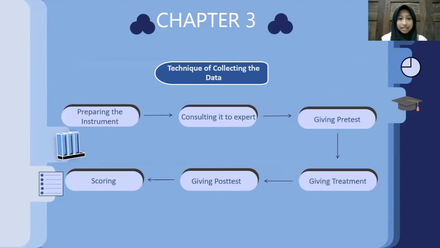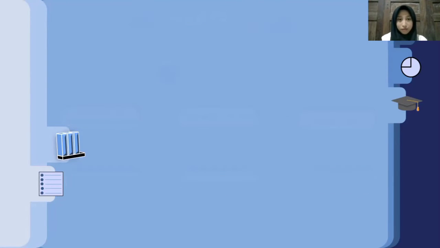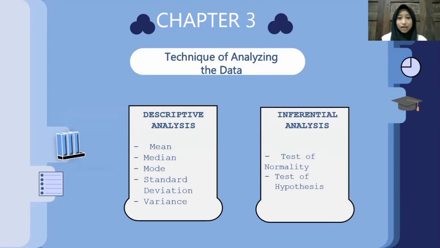Technique of collecting the data. First, preparing the instrument. Next, consulting it with an expert, giving the pre-test, giving the treatment, giving the post-test, and the last, scoring. Technique of analyzing the data. There are 2: descriptive analysis and inferential analysis. Descriptive analysis includes mean, median, mode, standard deviation, and variance, and inferential analysis includes test of normality and test of hypothesis.